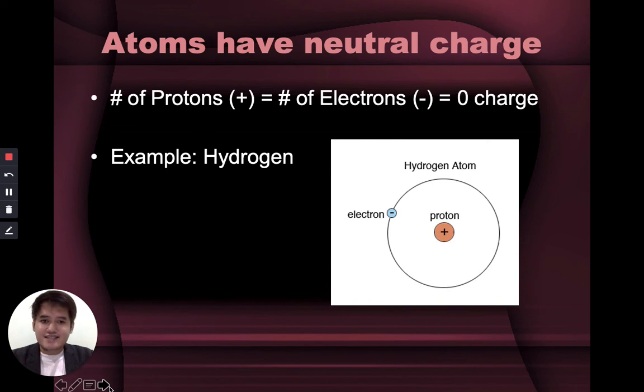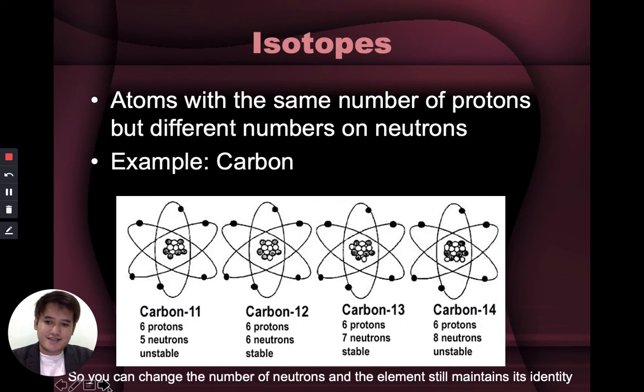If it isn't neutral, for example if it is positively charged, we call it a cation. If it's negatively charged, we call it an anion. And there is a difference in the number of valence electrons in those ions already. And so this is just a review of isotopes.